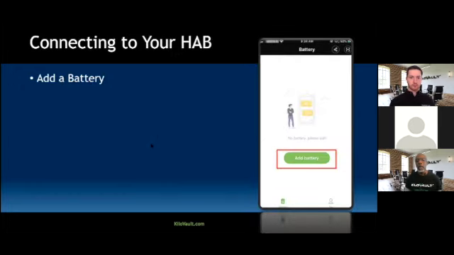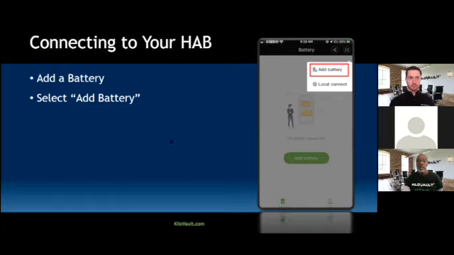You're then ready to go ahead and add a battery, in which case you click the add battery button. And because this is a quirk of the HABit app that is still there but should be corrected, when you click add battery, you then also have to click add battery again in the upper right-hand corner.